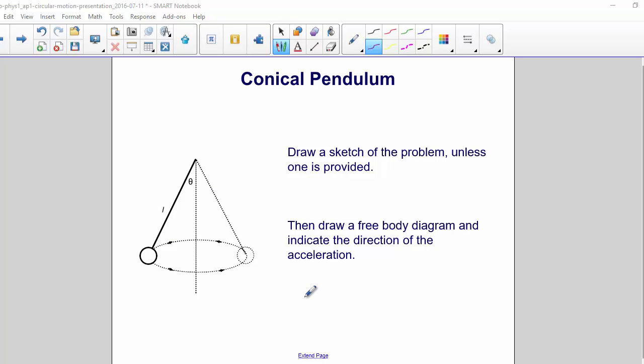Our first step is to draw a free body diagram and indicate the direction of the acceleration. We have mg down, force of tension along the string, and the acceleration is towards the center of our circle. This should remind you of the banked curve, but instead of normal force, we have force of tension.